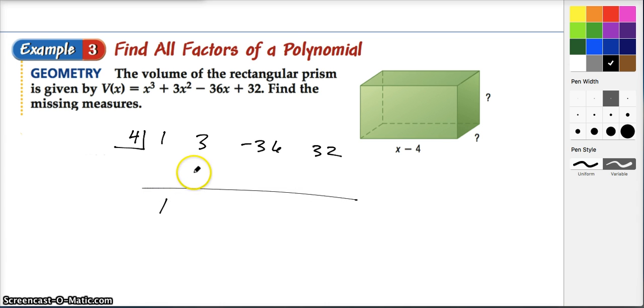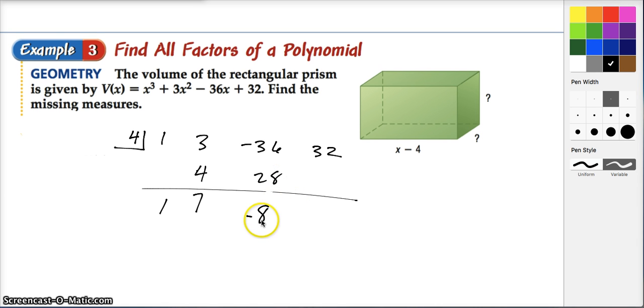And then we drop the 1. We get 4 here, 7, 28. The difference between these two is negative 8. I can do math. I can do this. Okay, negative 8, 4 times negative 8 is a negative 32. And we got a 0.